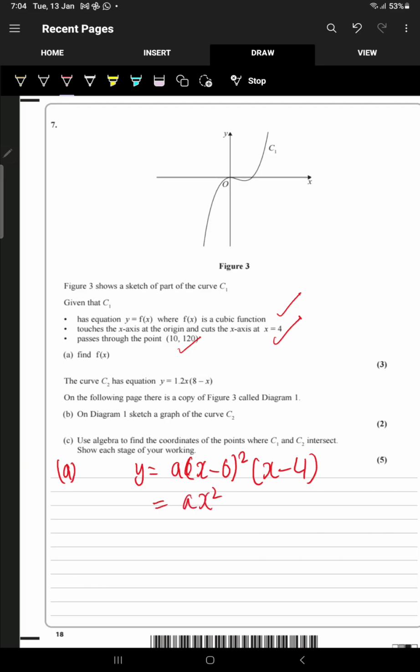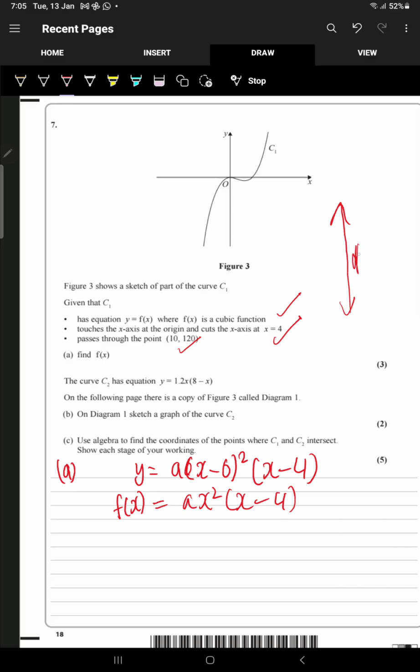And we have x minus 4, and this is our f(x). Now you're probably wondering why we put a. Well, there is a possibility that the graph could be stretched, or maybe squashed.